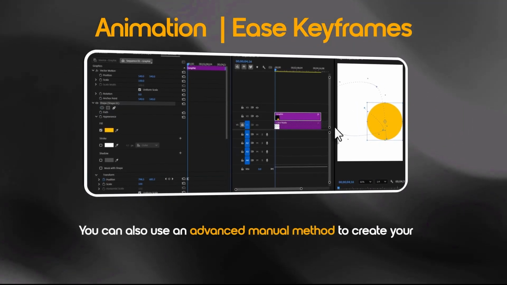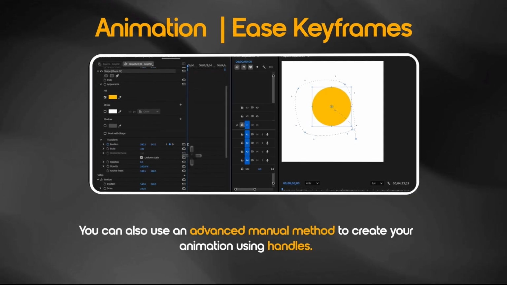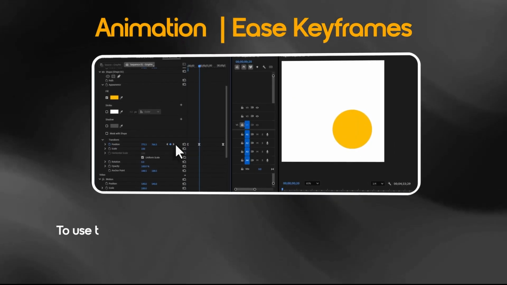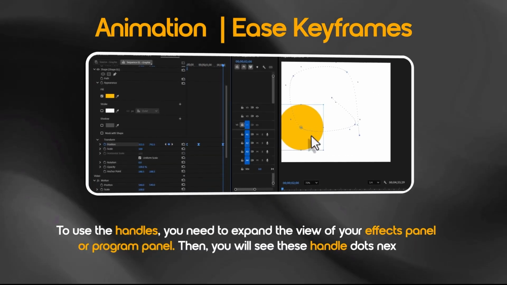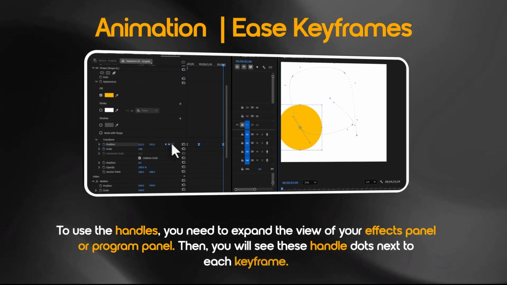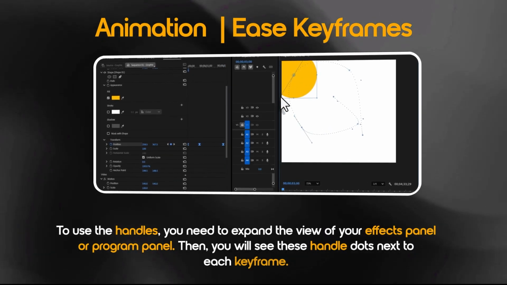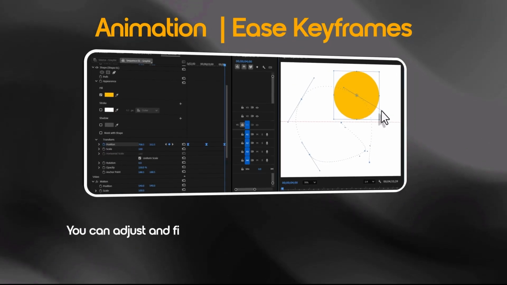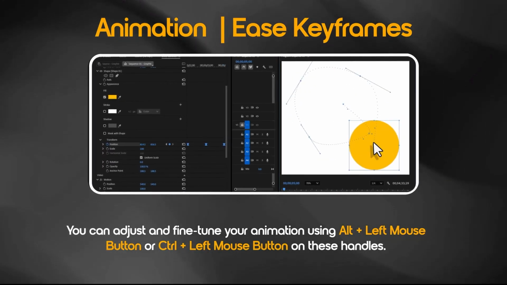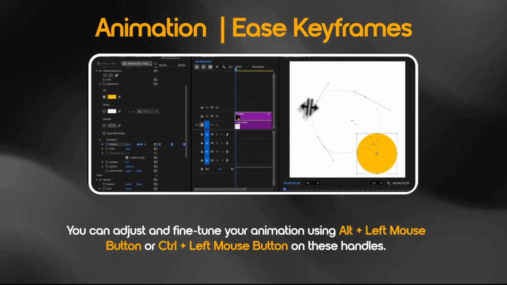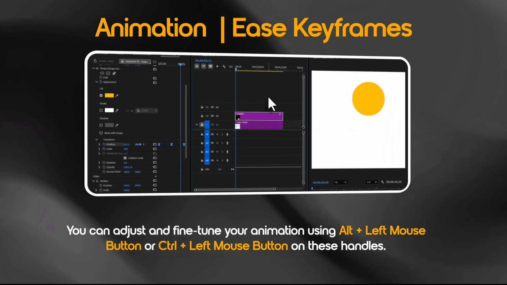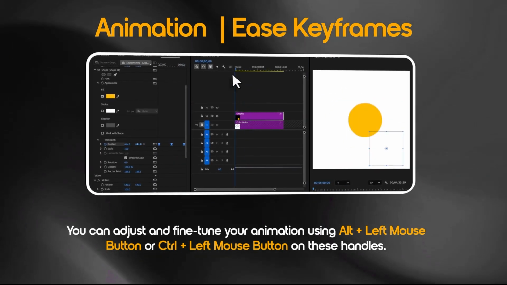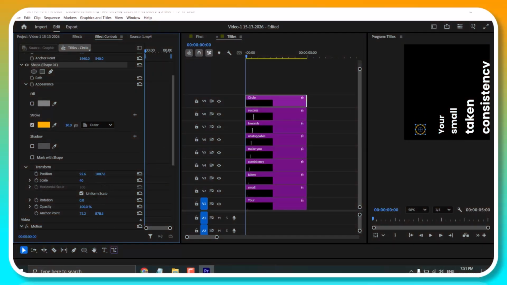You can also use an advanced manual method to create your animation using handles. To use the handles, you need to expand the view of your program panel. Then you will see these handle dots next to each keyframe. You can adjust and fine tune your animation using Alt or Control and the left mouse button on these handles.